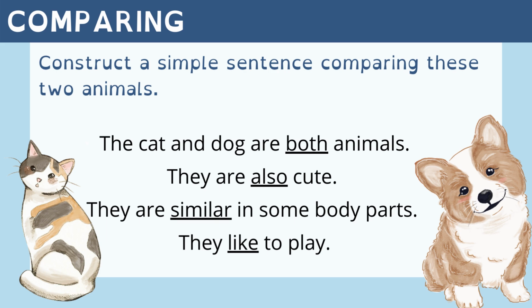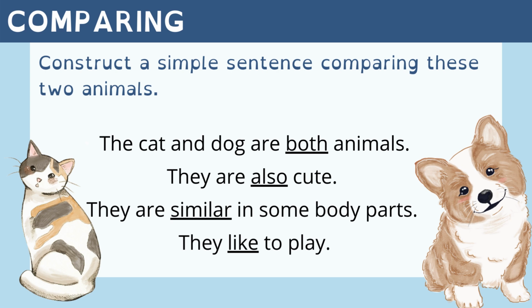Right here, I have written my sample sentences. The cat and dog are both animals. They are also cute. They are similar in some body parts. They like to play. The signal words that I have used to compare these two animals are both, also, similar, and like. Again, let me reiterate that it's also important that we know the description of the characteristics of these animals or the topics that we are comparing.